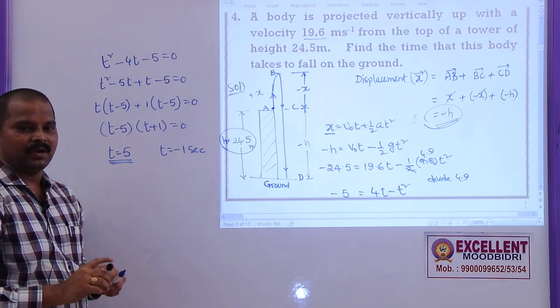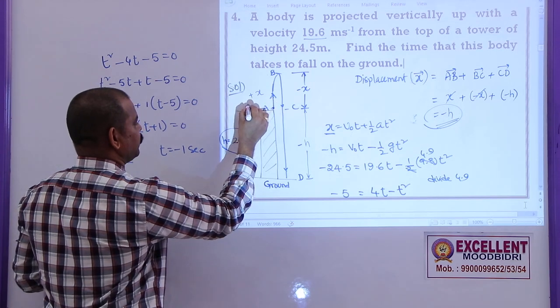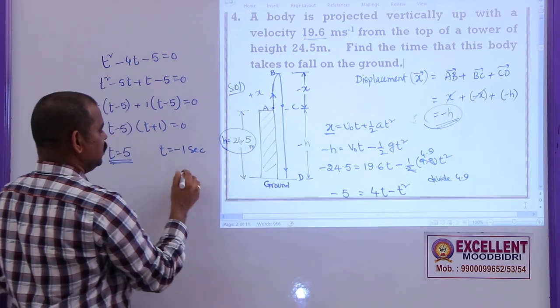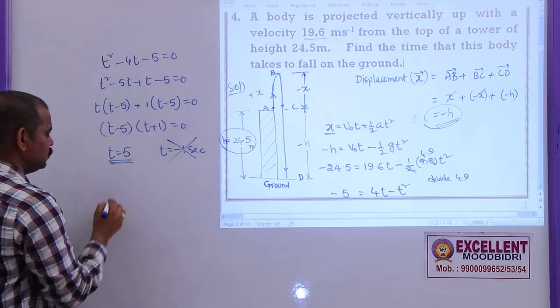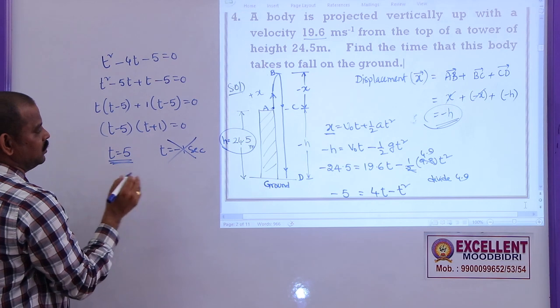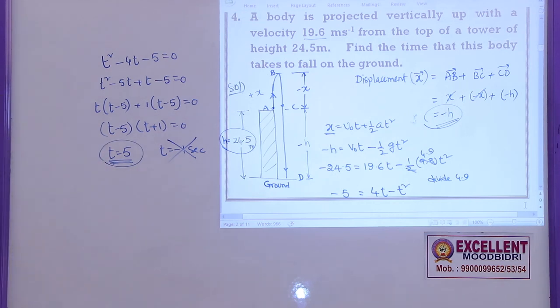Remember students, time cannot be negative. The starting point itself, the observation time itself, is taken as 0 here. So, that is why this cannot be negative, time cannot be negative. So, after 5 seconds the body is going to reach the ground.